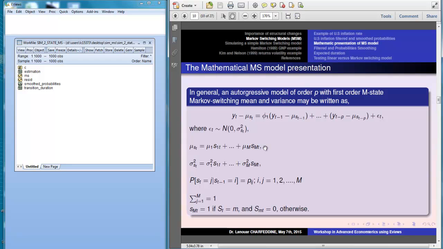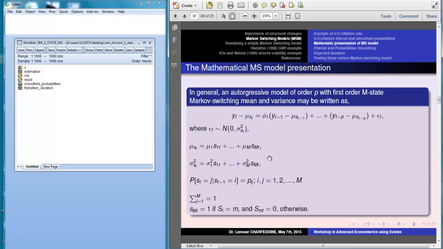We move now to the mathematical presentation of this model. The general form of this model is given by this equation, where mu_st is the mean of our series, and the error is normally distributed with mean 0 and variance sigma squared st, where mu_st is given by mu_1 s_1t plus up to mu_M s_Mt, and the same for sigma squared st.